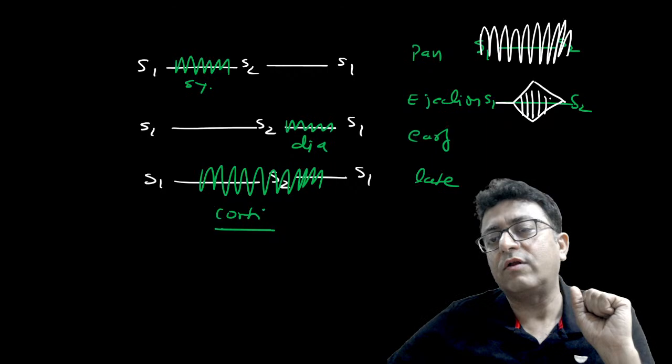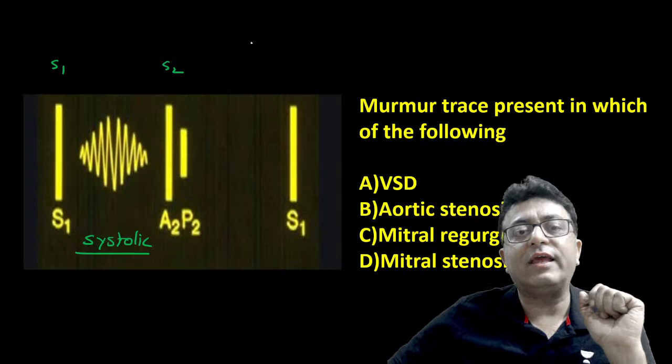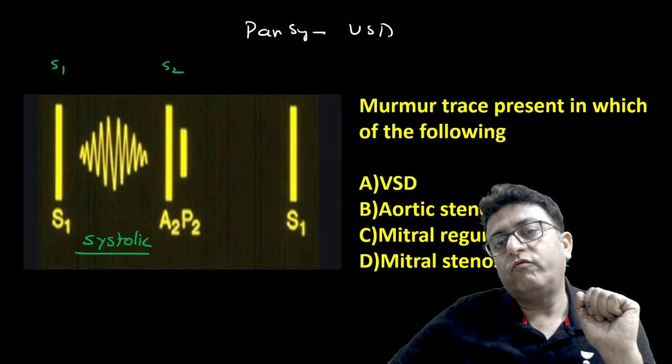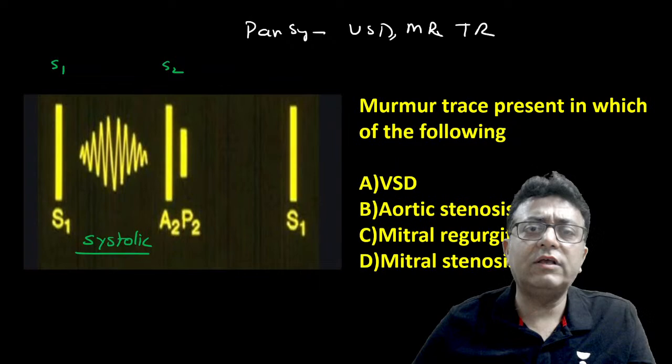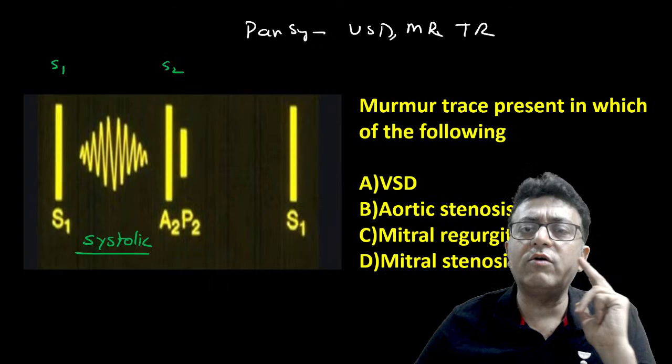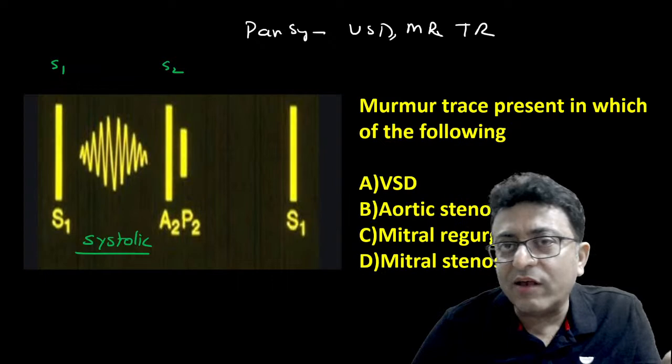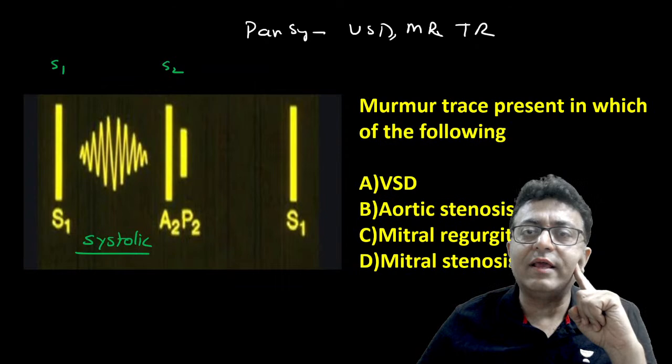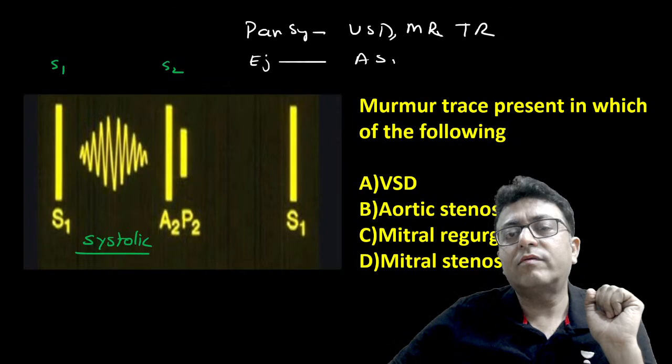Clear? So pan systolic murmur universally has three conditions: VSD, MR, and TR. These three conditions produce pan systolic murmur. Whether you are in MBBS, MD, DM, pan systolic murmur has three causes: VSD, MR, TR. Ejection systolic murmur: AS and PS.